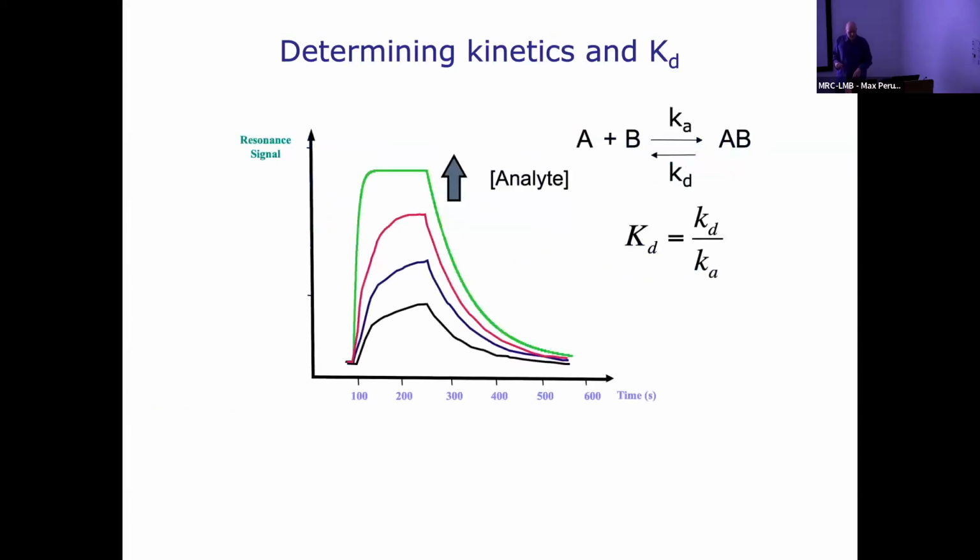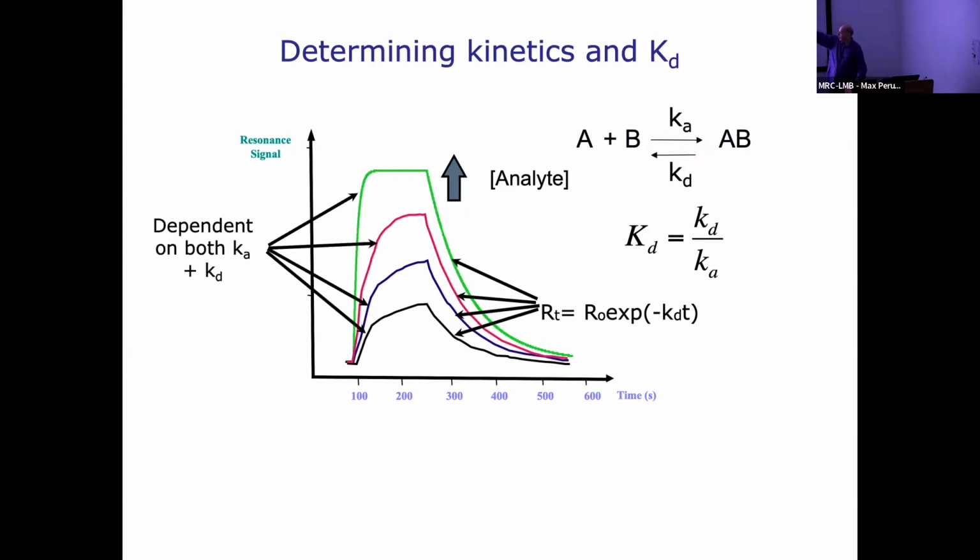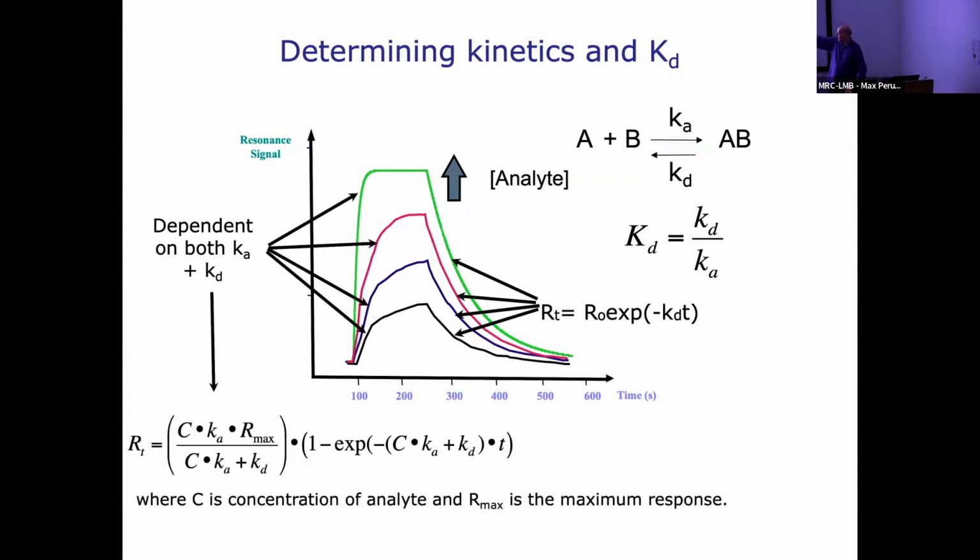Right. So let's think about the dissociation first. It's pretty simple. It's just a simple exponential dependence on the time and the rate constant. So this is dependent on both those things, and this is the equation here. But it's important to think about the fact that in this equation, for fitting this first phase, you have to know what the dissociation constant is. So what if that is wrong?